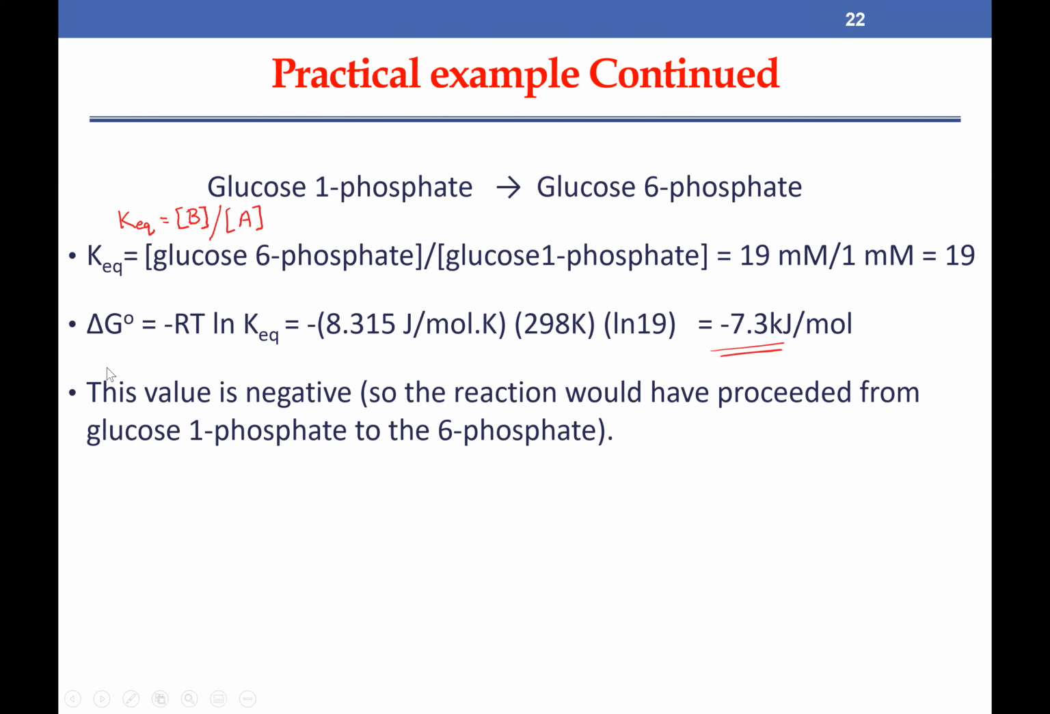Now, if I wanted to find the standard delta G, it's this equation, and I put in the constants, and then I do ln of the equilibrium constant, which becomes minus 7.3. And the negative delta G, like I mentioned before, means it's exergonic. So the reaction is spontaneous. So the reaction is going to happen. Glucose 1-phosphate is going to become glucose 6-phosphate. Is that example clear for everyone? All right.